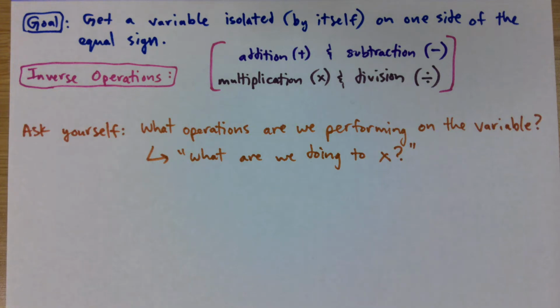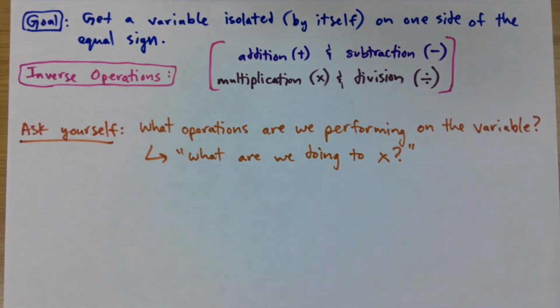So when I say, what are we doing to x? That's just the shorter way of saying, what operations are we performing on this variable? Are we adding something to our variable? Are we multiplying our variable by something? Who knows? We'll see. If you start by asking yourself this question, it'll help get the ball rolling and hopefully help you follow through with the rest of the problem, as long as we can keep in mind our inverse operations.